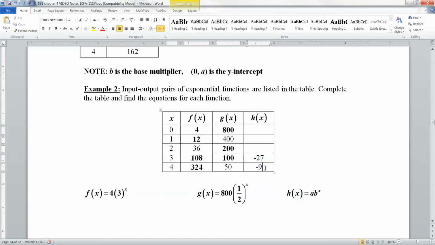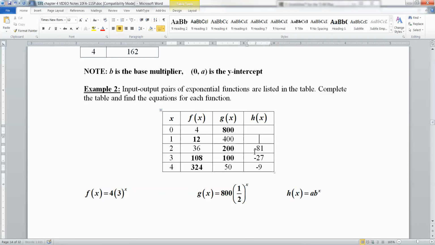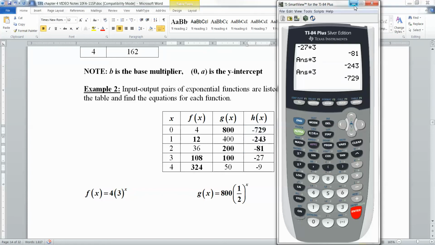27 divided by 3 gets you 9, right? So if 27 divided by 3 gets 9, then you have to times it by 3 to get that next number. So negative 27 times 3 gets negative 81. Times 3 again would get negative 243, and so on. So this is negative 81, this is negative 243, this is negative 729. There they are.